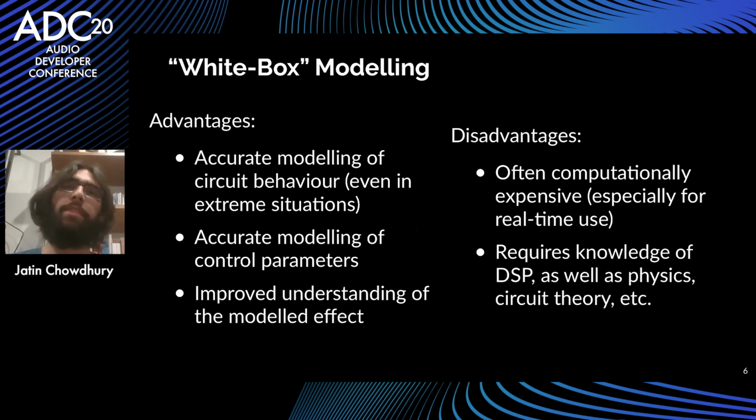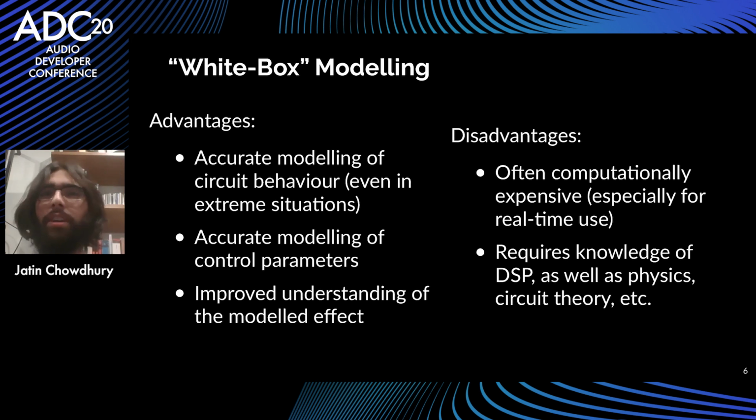Some of the advantages of white box modeling is that you typically get very accurate modeling of your circuit behavior, even in extreme situations. Maybe if you go beyond what might be realistically possible with this thing that you're modeling, you can typically get an accurate model of how the circuit might respond to something outside of physical reality, just because the physics modeling still holds up, going beyond the real world physics that we have to deal with in the analog world.